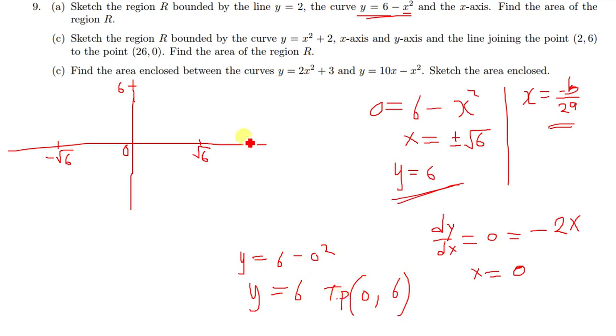So the turning point occurs at this same y-intercept, but that's not always what happens. So in short, our graph is going to come out like this.